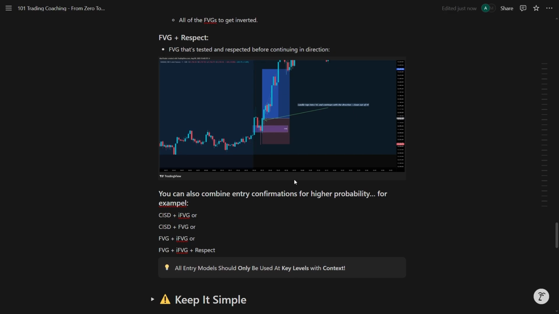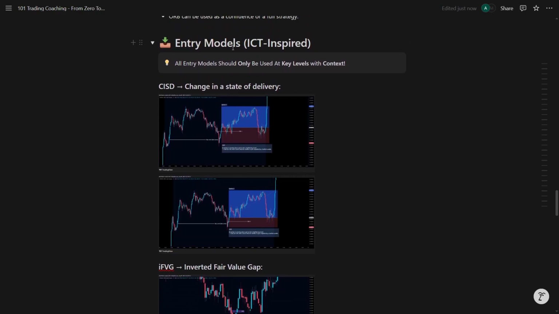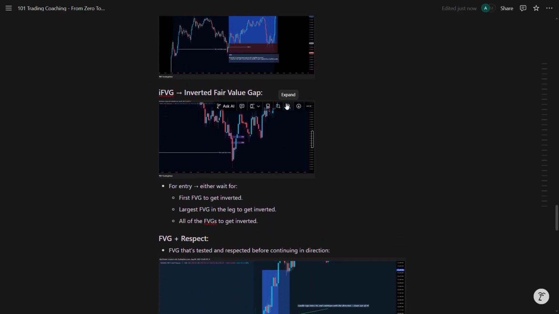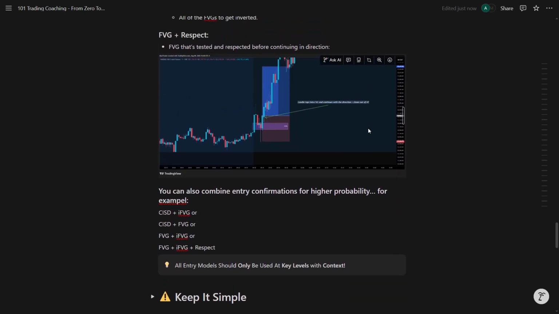And here's the other thing about entry models that I didn't mention. Entry models can give you the bias and the direction and the context if you use them on a higher time frame. So for example, all of this can be used on the 4 hour. Okay? But you don't use it to enter, obviously. You use it for direction or for context or for bias. Do you understand? Because every single thing we go through can be used on all of the time frames.